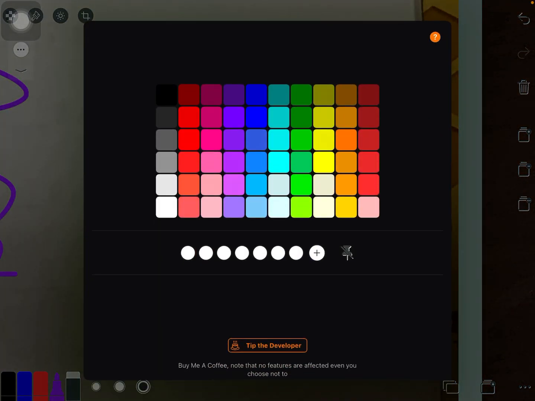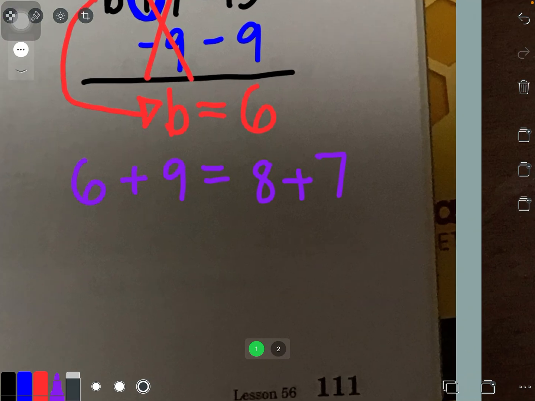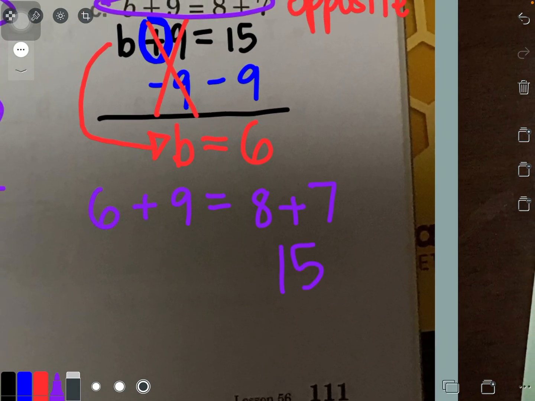All right, now remember, I have to rewrite this equation to check, to make sure b does equal 6. So I'm going to put 6 plus 9 equals 8 plus 7. What's 8 plus 7? We know that is 15. And what is 6 plus 9? It is 15. They equal. So I'm going to circle b equals 6 as my answer.